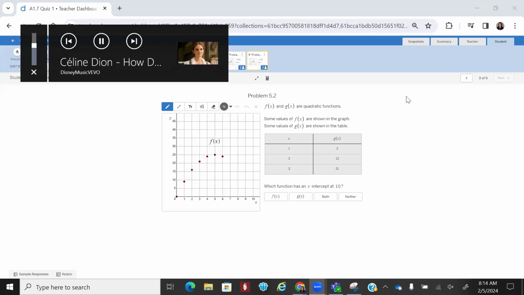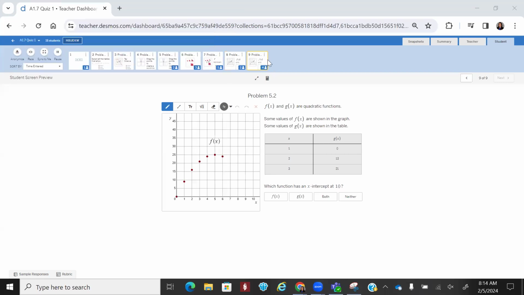I knew this one was going to give you a little bit of problem. This is the last one. Okay, so let's chat about this. Let's talk about the graph first. It says which one of these has an x-intercept at 10? We talked about Friday or Thursday that we had a line of symmetry, and that means that these are equidistant on both sides. So for instance, the next point would be right here. The next point would be right here. The next point would be right here. And the last point would be at the x-intercept.